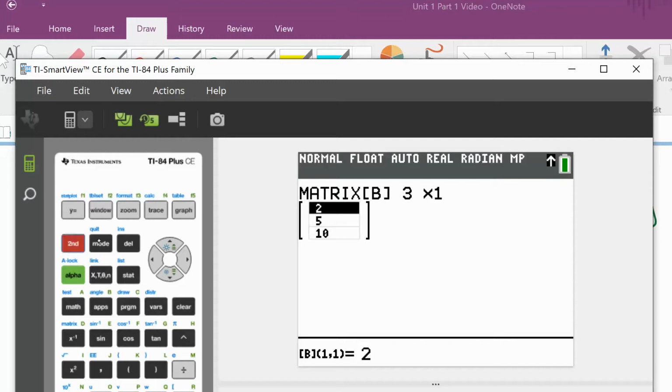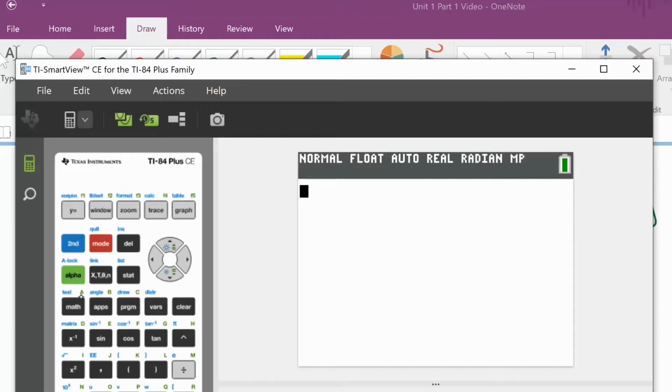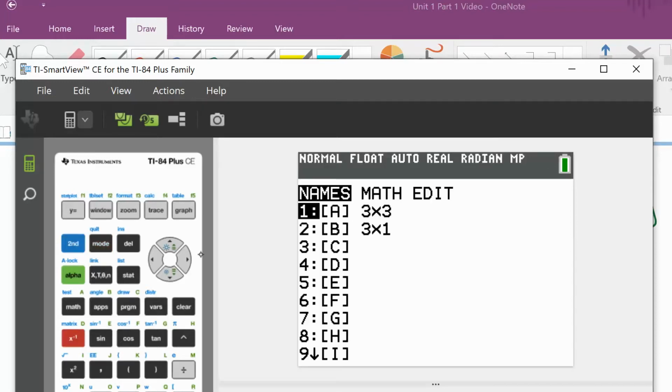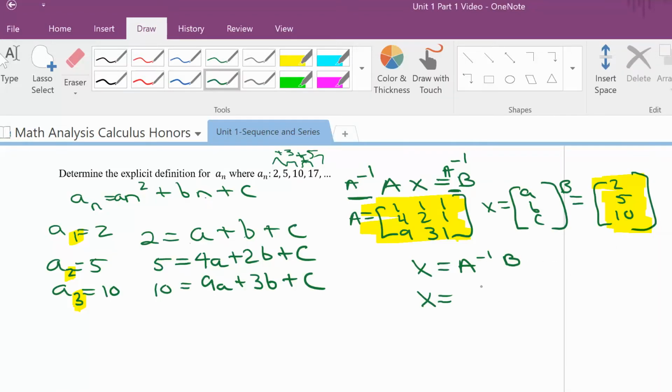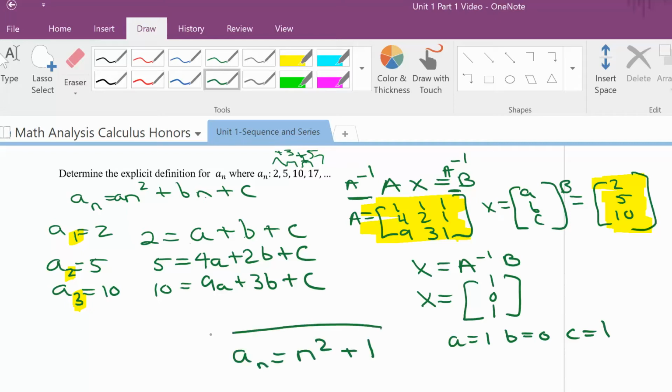Once you have it in, you quit out again, and then you go to matrix, and then you just hit A, and then the inverse key is right here, and then you go to matrix again, and then you go to B. So now you can multiply A inverse B, and it gives you 1, 0, 1. So that is the X matrix, which means that A is equal to 1, B is 0, C is 1, which means your quadratic is n squared plus 1. That is your explicit definition.